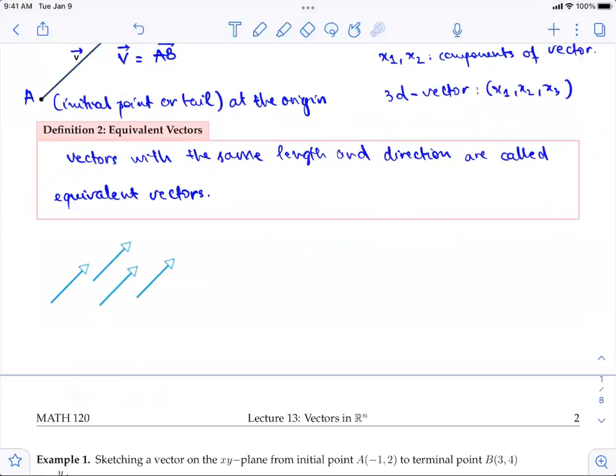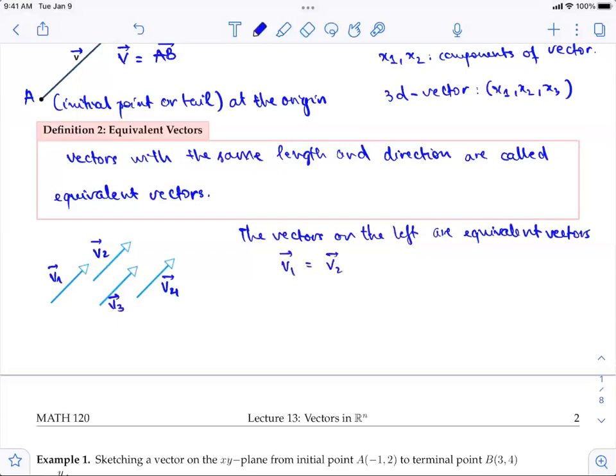All right, so you have four different arrows here, and I'm going to indicate this is vector v1, this is vector v2, this is vector v3, and this is vector v4. And these four vectors are equivalent vectors because they have the same length and pointing in the same directions. So the vectors on the left are equivalent vectors. And so you say that v1 equal to v2 equal to v3 equal to v4.